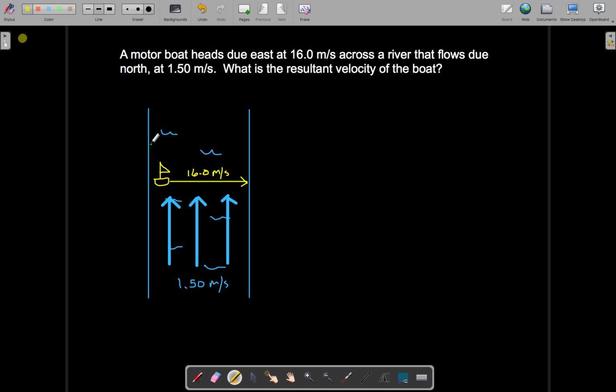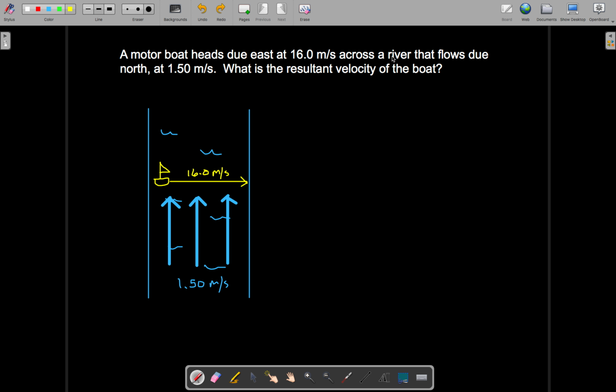In this video, we'll be talking about river and boat. We have a question here, and the question is saying a motorboat heads due east at 16 meters per second across a river. That's kind of what we're seeing right here. This boat is moving eastwards across the river at the pace of 16.0 meters per second.